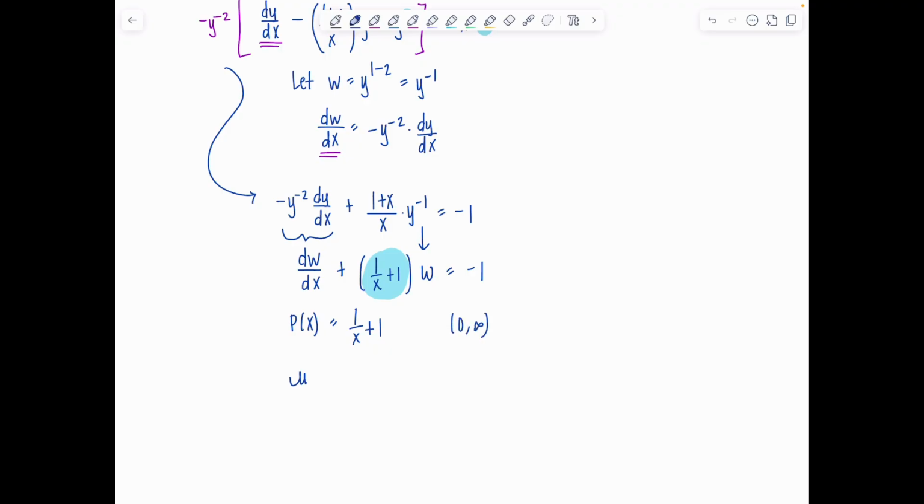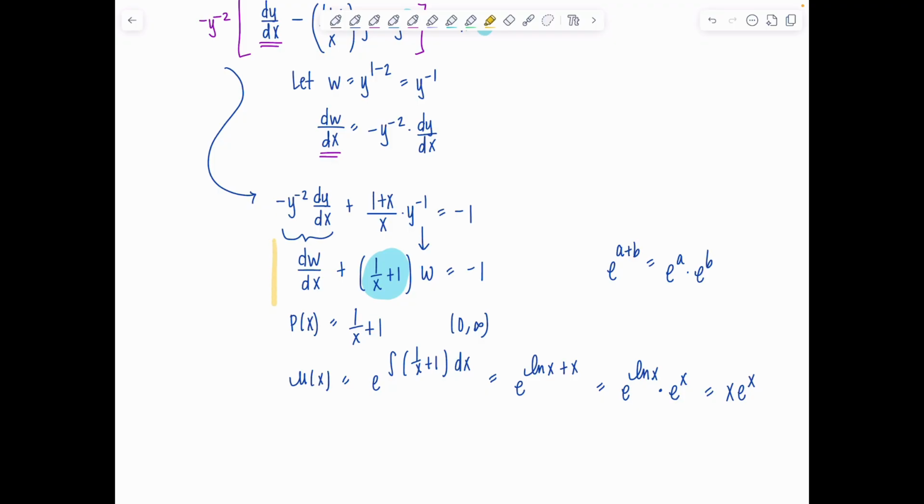Okay, now mu of x is going to be e raised to the integral of p of x dx. So that's going to be e raised to the ln absolute value of x, but I'm already on 0 to infinity, so I'm just going to put x plus x. Do you know how to simplify this? Oh, good. So e raised to the ln of x times e to the x, right? Remember, e to the a plus b is e to the a times e to the b. And then this is going to be x e to the x. There's my integrating factor.